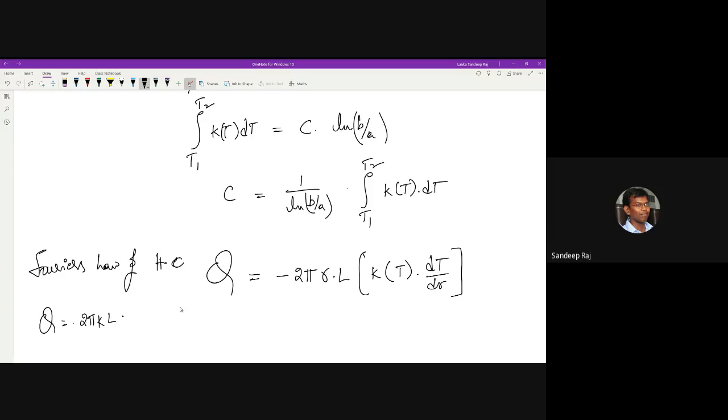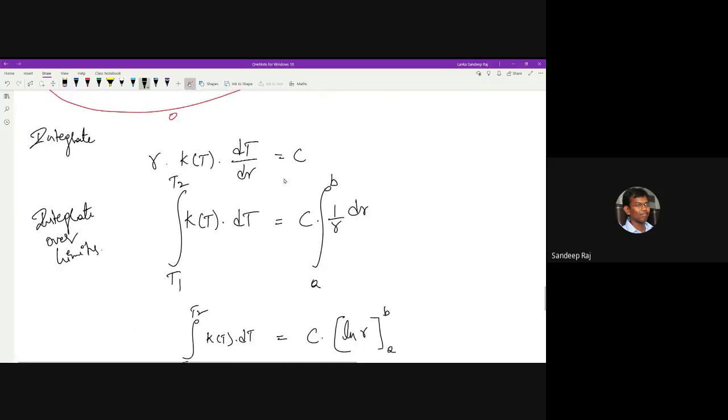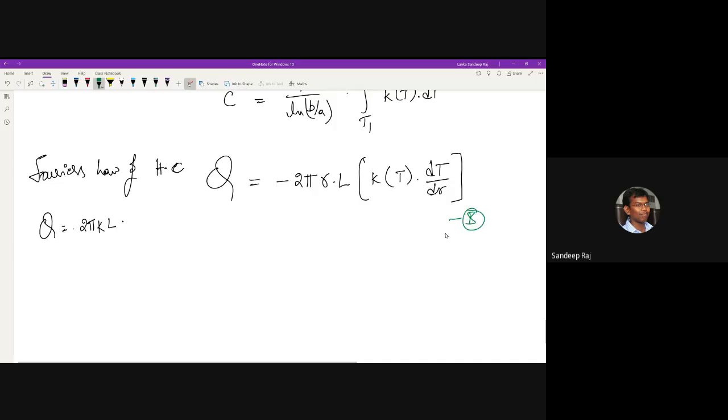And what you have next is, you have to take this k of T into dT by dr as C. What is C? Let me call this as equation a, let me call this as b, and substituting a into b, what I get is Q is equal to minus 2 pi r L into this r. I think I've made a mistake somewhere. Yeah, this r should be taken inside. This r will not be there here. 2 pi L, r is actually inside your a. So what I get is simply C here. 2 pi L into C is the expression that you are going to get here for Q.